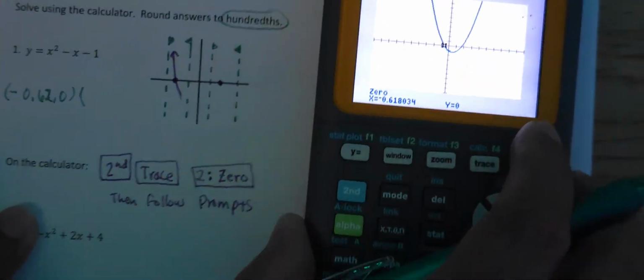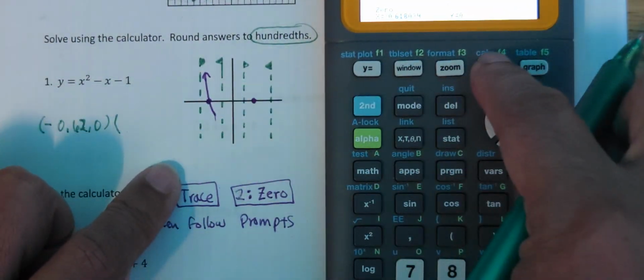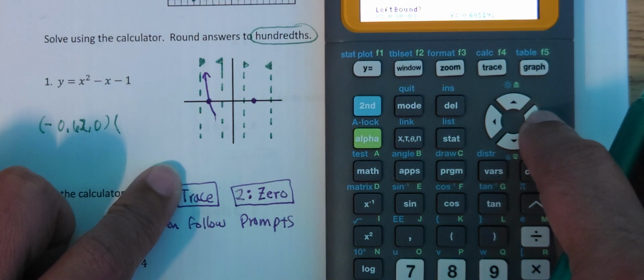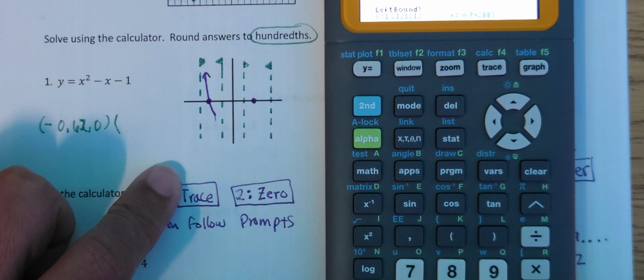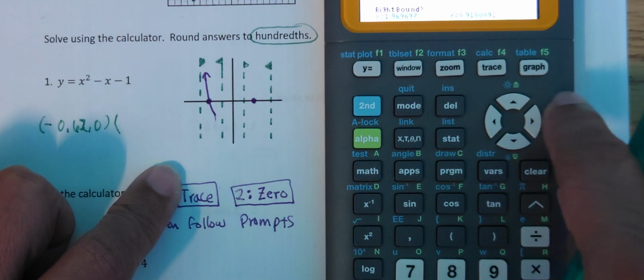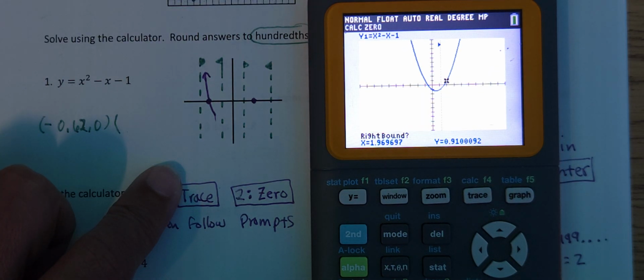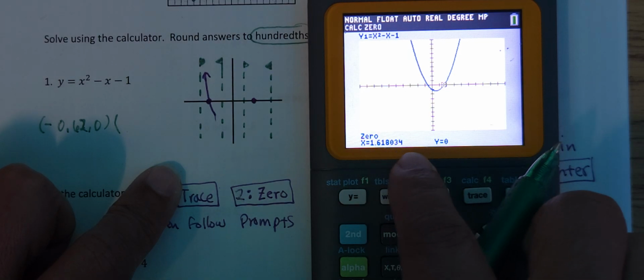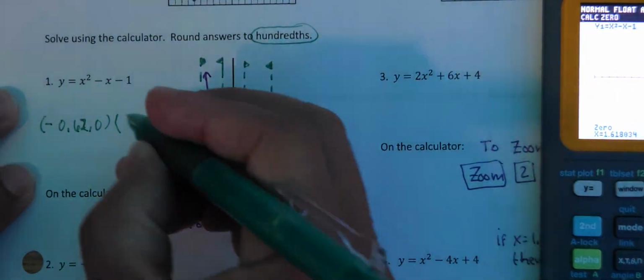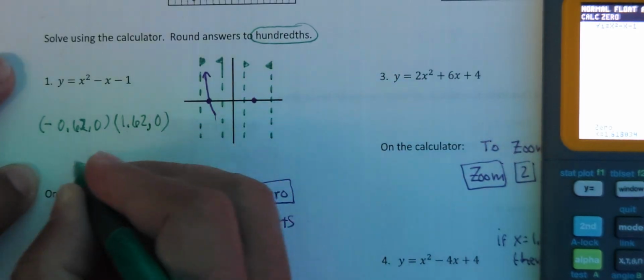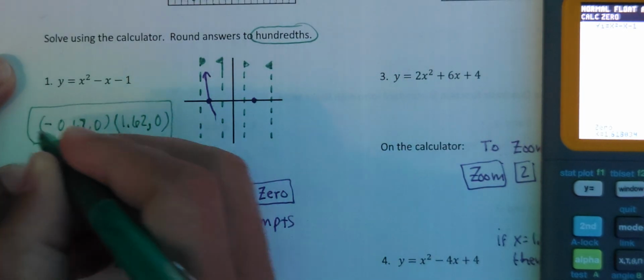To get the other point of intersection, I'm going to press second trace again, and now I want the 0. So now I'm going to get to the other side of the graph. Before it crosses the x-axis, press enter. After it crosses the x-axis, press enter. Again, this is me telling the calculator I want you to find the intersection in that neighborhood or those values. Press enter again, and it gives me the 0 is 1.618. So I'm going to round that to 1.62. 1.62 comma 0. So this is where the graph crosses the x-axis.